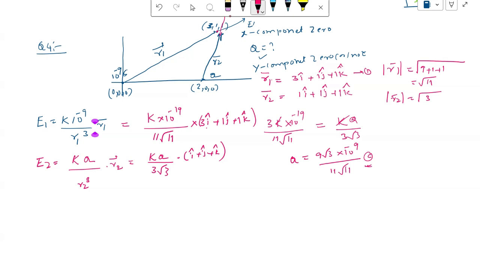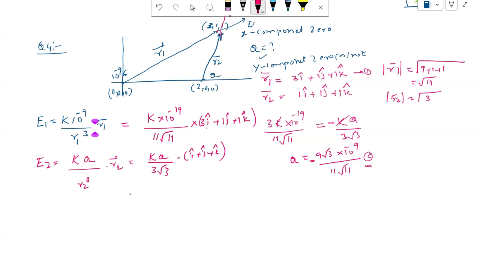So now the X component is 0, and this is the answer. Now with this value, we will check whether the Y component will be 0 or not. Since the sum of the X components is 0, Q will be a negative charge, which means this one and this one add up to 0.